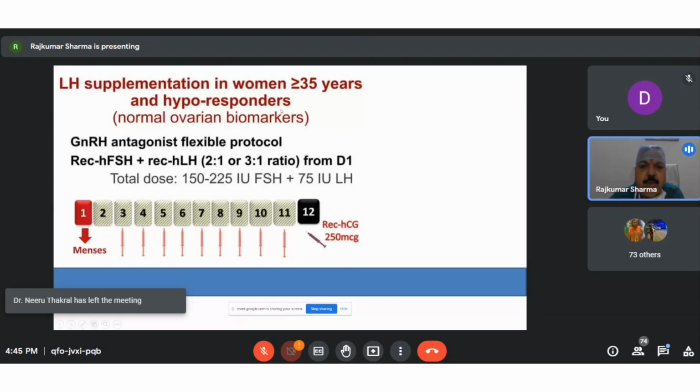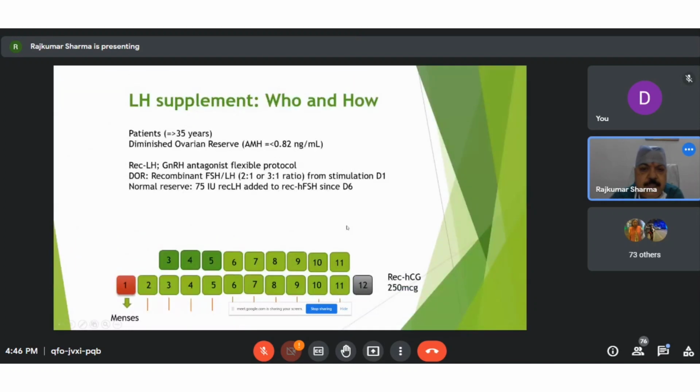Now, the patients, as I mentioned earlier, who are more than 35, and those who are hyper responders with normal ovarian biomarkers, unexpected hyper responders. In these patients, the GnRH antagonist flexible protocol is used. Again, FSH and LH is given in a 2:1 or 3:1 ratio from the beginning, and then once the follicle size is reached, recombinant hCG is given to these patients.